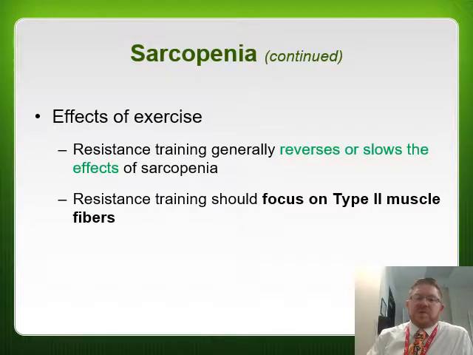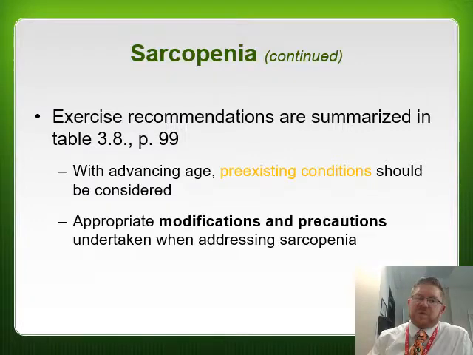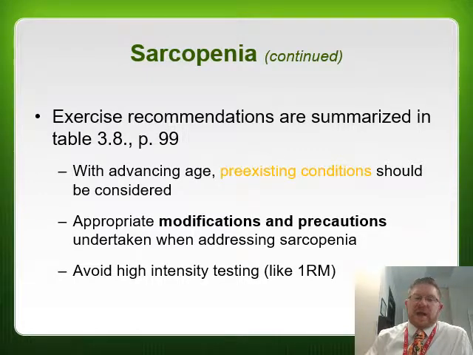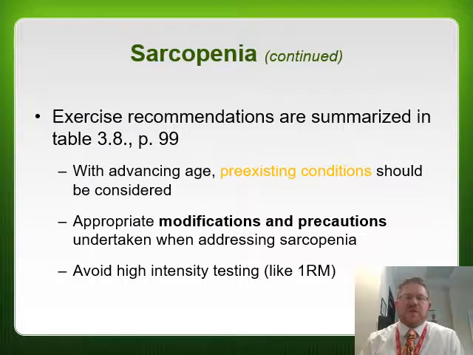And we know, just like with anything, exercise to the rescue. It can help to reverse or slow the effects of sarcopenia. Resistance training should focus on type 2 muscle. With advancing age, pre-existing conditions should also be considered. That's why we do a pretty comprehensive health history. Modify, modify, modify. Take the right precautions. Know that their muscles are not going to be as strong or as large as they once were. So take it down a notch, get them to an appropriate intensity. Again, you're going to have to work through that on an individual basis. And don't do anything super high intensity like 1RM. It's just not safe. It's no good.